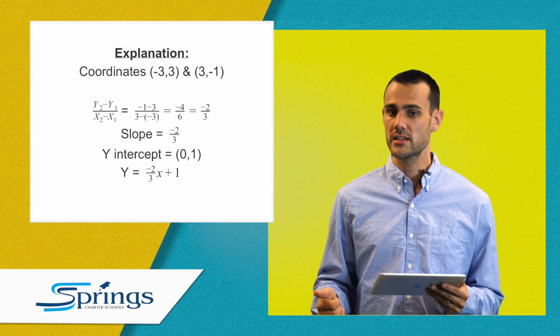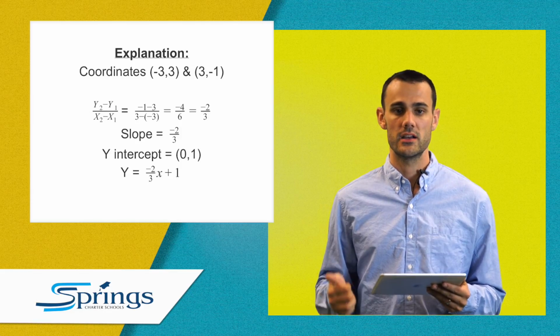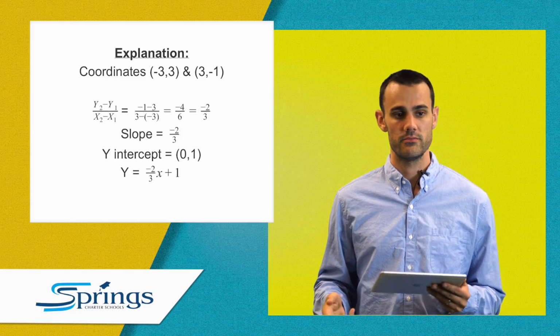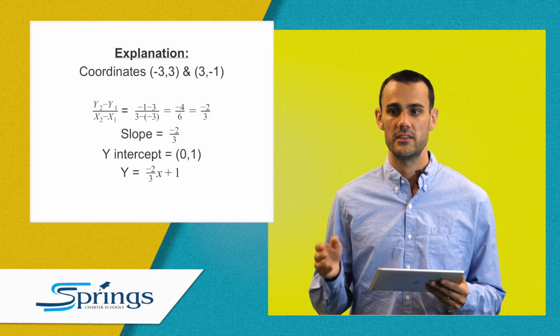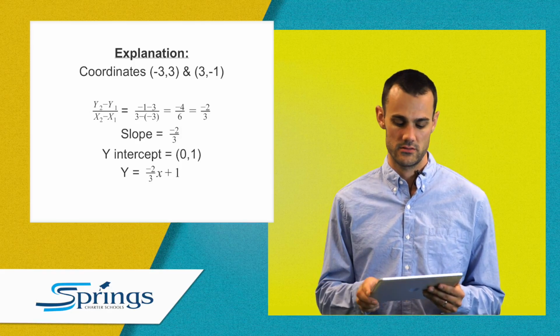Now, because there's no exponents, we know it's linear. Because it was a straight line, we know it's linear. If you see a curvy line or an exponent, you should automatically think to yourself, that is a nonlinear function.